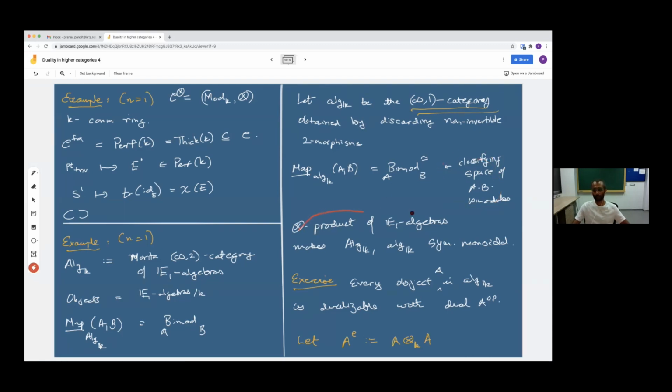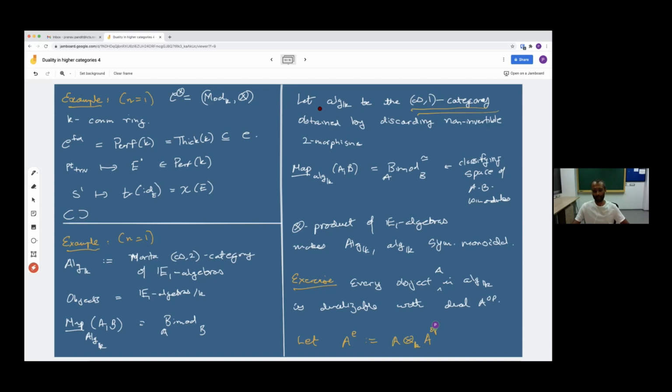Now, tensor product of E1 algebras makes Alg and little alg into symmetric monoidal infinity 2 and infinity 1 categories. Now, here's a fun exercise. Every object in little alg, not in big Alg, but in little alg, in the infinity 1 category little alg, is dualizable, and its dual is in fact A opposite, the opposite algebra. Okay. And I have written something wrong here. This should be A tensor A op.